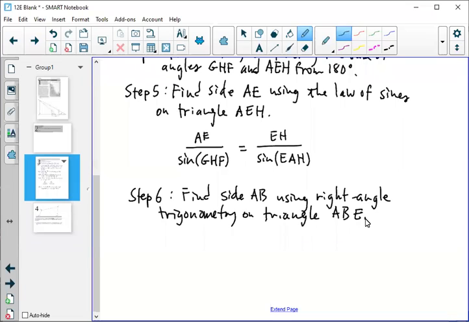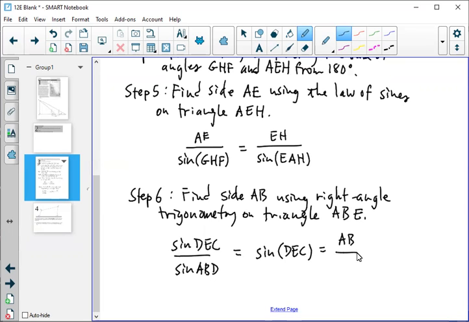And what that would look like, we would write, again, the sine DEC over sine ABD, and set that equal to the sine of DEC, which equals AB over AE.